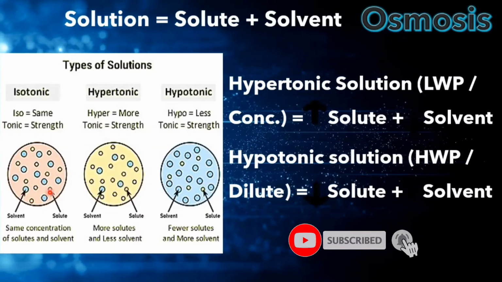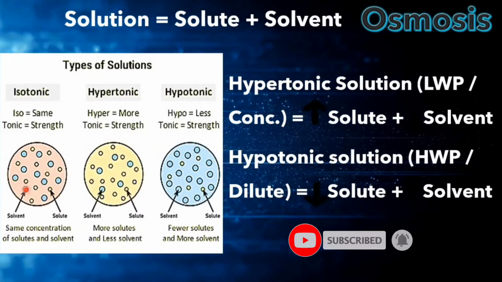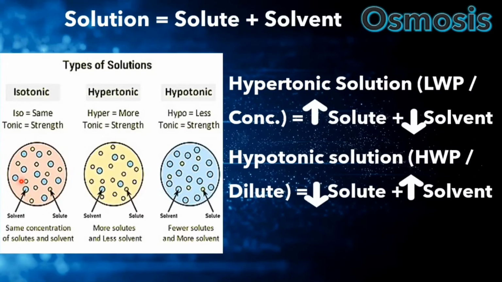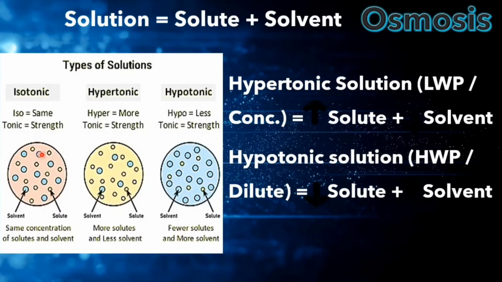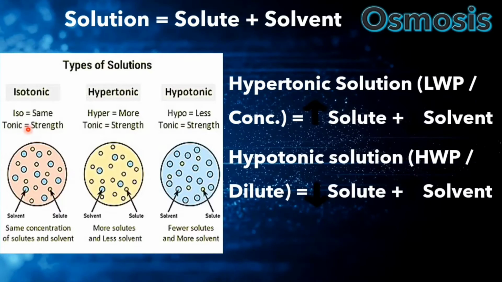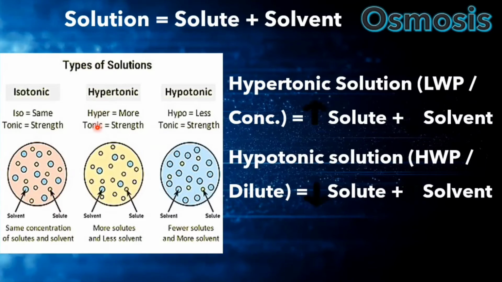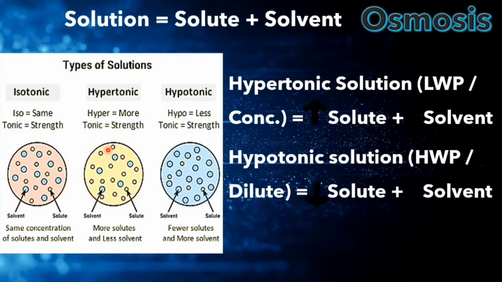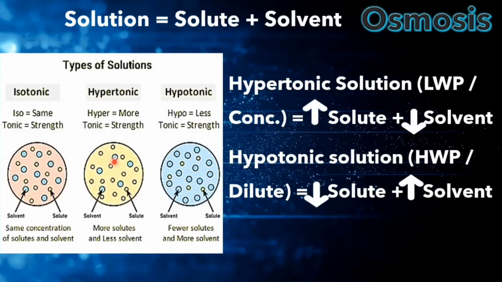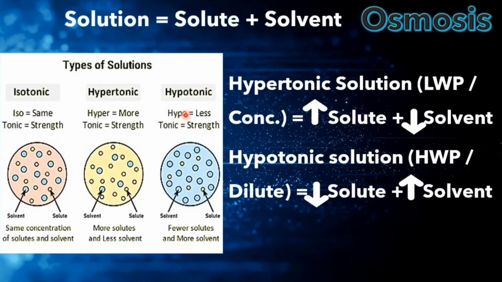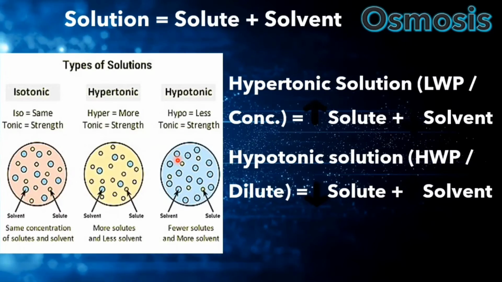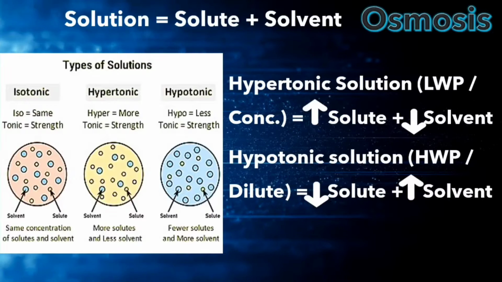If you look at this picture, it will be very clear for you to understand. You can see that there is a blue dotted one and an orange dotted one, and here you can see that it remains the same. So iso means same strength. So the same thing is present. In the hypertonic solution, you can see that the concentration of the solute is more than the solvent. In the same way, if you look at the hypotonic solution, the solvent is more here and the solute is less.